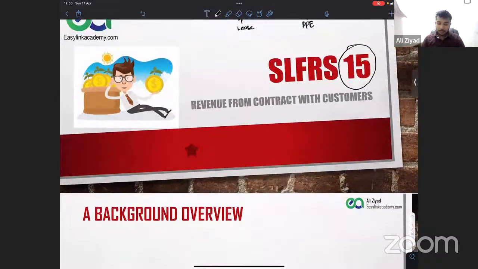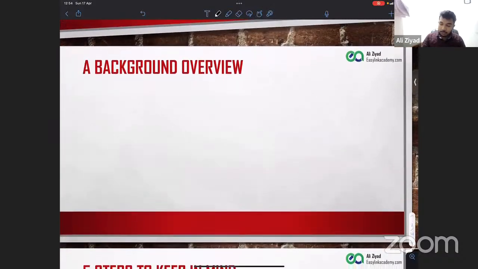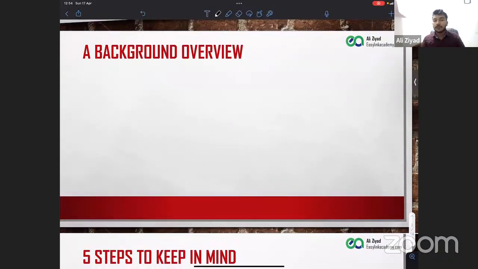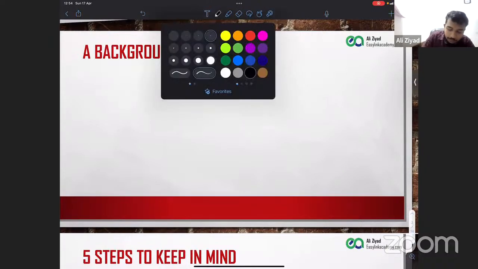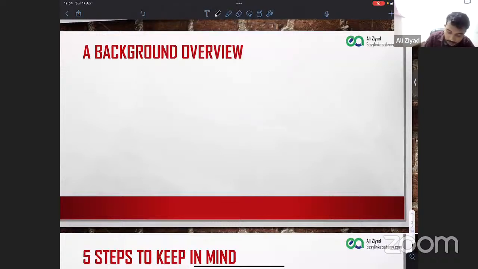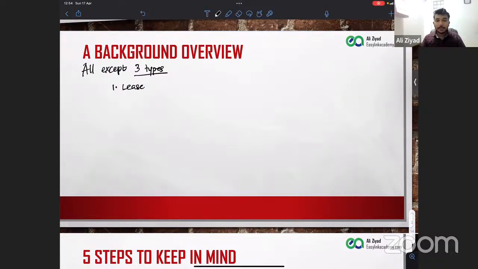SLFRS 15, guys, purely talks about revenue recognition. Using this model, whatever the type of business you are doing, you can use it to record your revenue, except for a few business types. There are 3 types of businesses which cannot be covered under SLFRS 15. Number 1 is leasing businesses. Leasing companies can't use this standard to record their revenue.